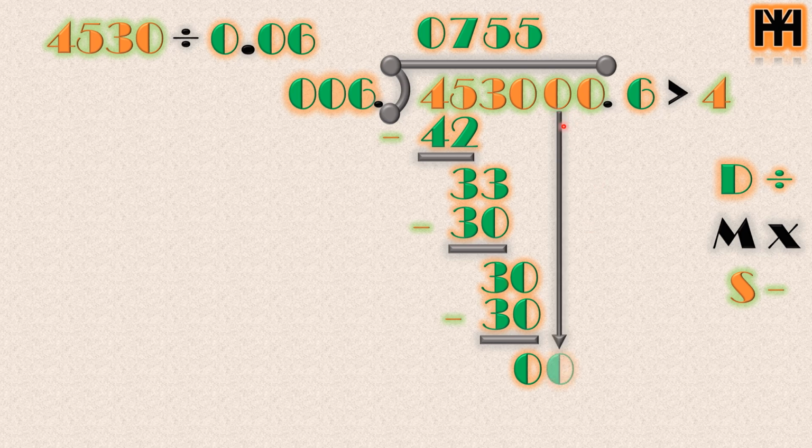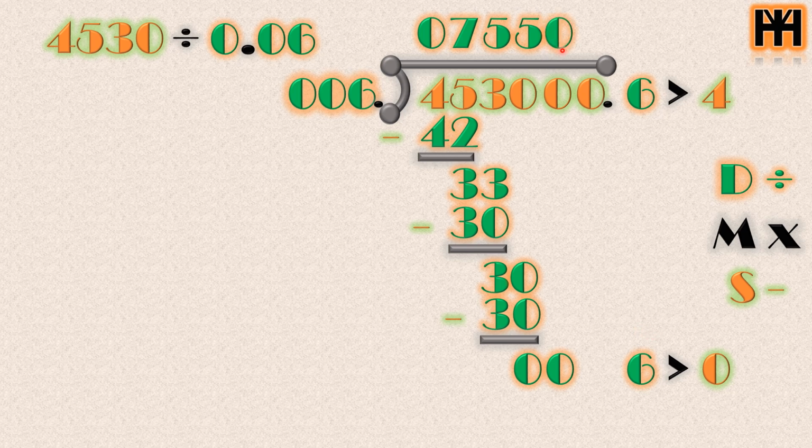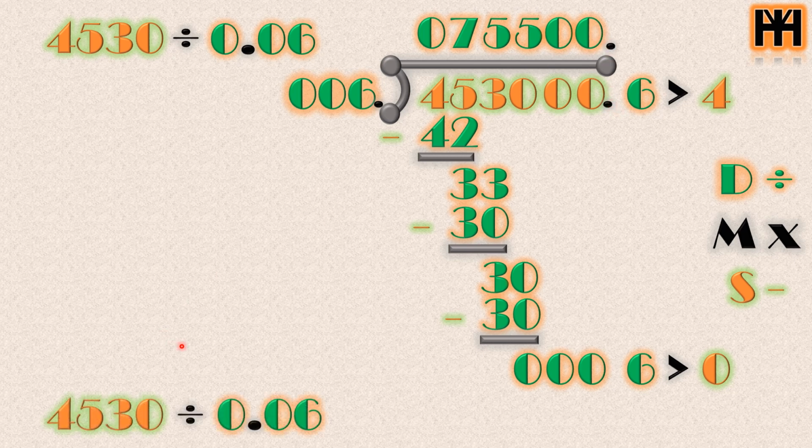Don't forget these two zeros. We'll take this 0 down. Okay, when it comes from above, we must divide it. So 0 divided by 6 can't be, because 0 is smaller than 6, so we'll place 0 here. Okay, we'll take the other 0 down. Again, 0 divided by 6 can't be, so place another 0 here. Then this decimal point must go up here. So the answer of this division is 75,500.